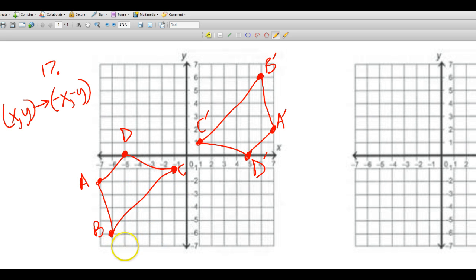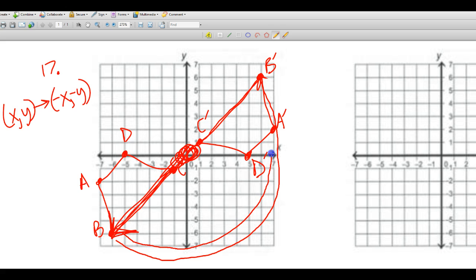So, once again, we are rotating 180 degrees. If these were the hands of a clock, we're rotating around the origin. So my clock hand would end up over here if I'm rotating it 180 degrees.